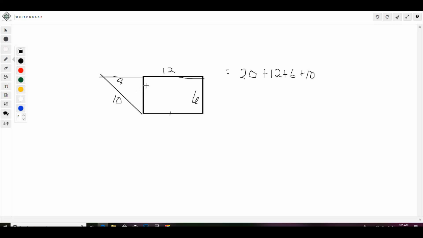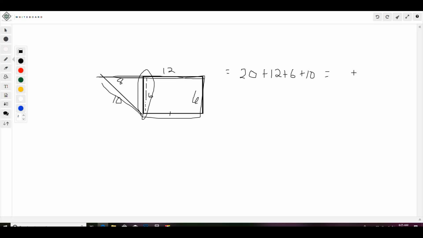Now, it shows us in the picture that this right here actually is dotted, and it says it's 6. Do we need to include this in the perimeter? We do not, because remember, perimeter is just the outside measurement around it. So then you would add this up.